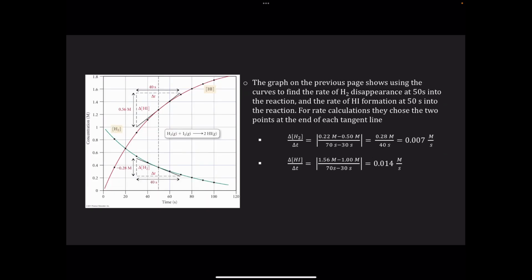So, this is the graph we'd already looked at with the hydrogen and the hydrogen iodide. This particular graph, we actually see some calculations on this graph. It's showing using the curves to find the rate of hydrogen disappearance at 50 seconds into the reaction, as well as the rate of hydrogen iodide at 50 seconds into the reaction. And so this is actually showing that calculation.